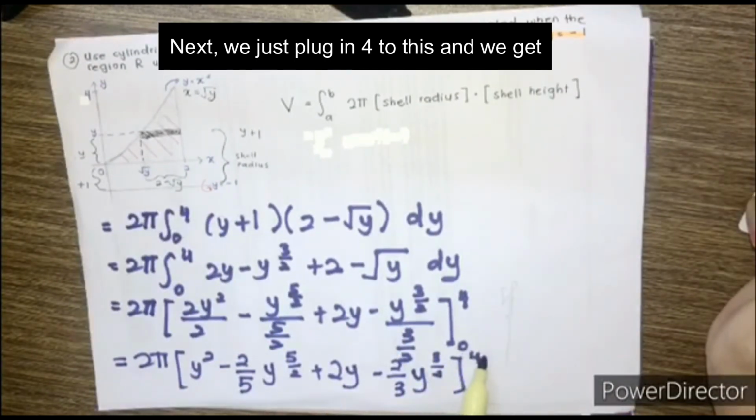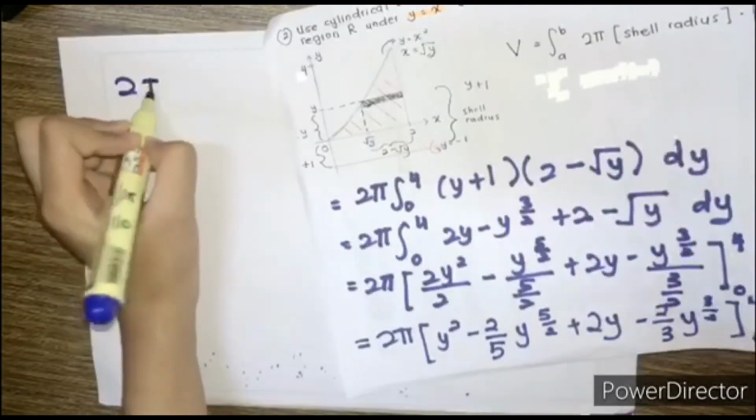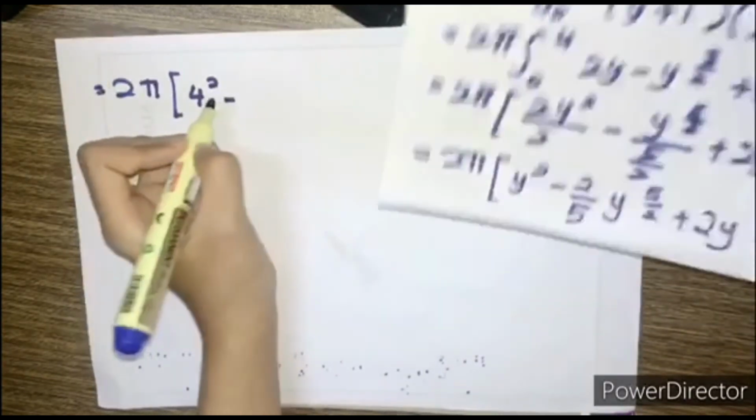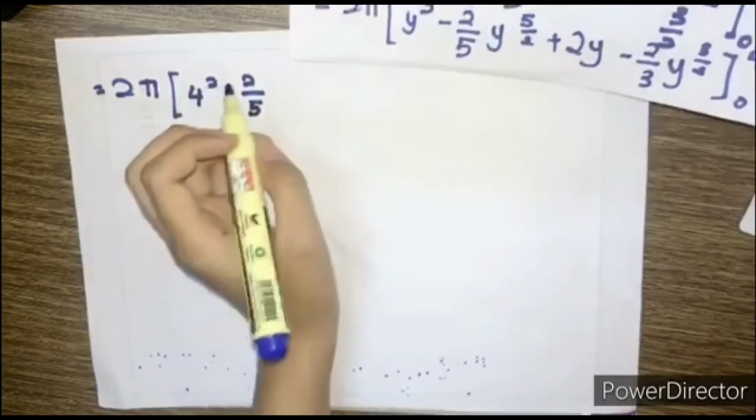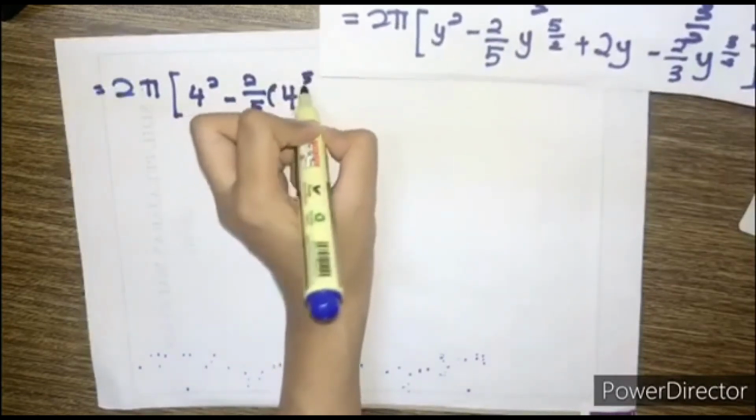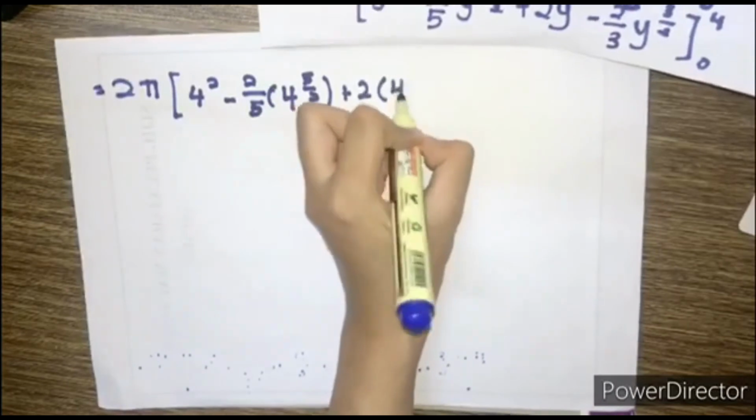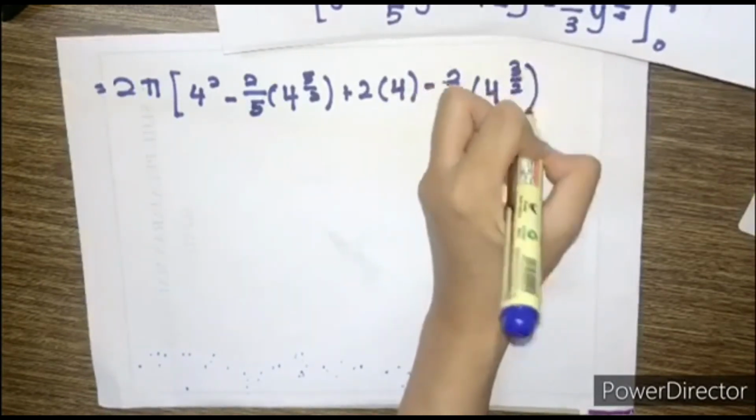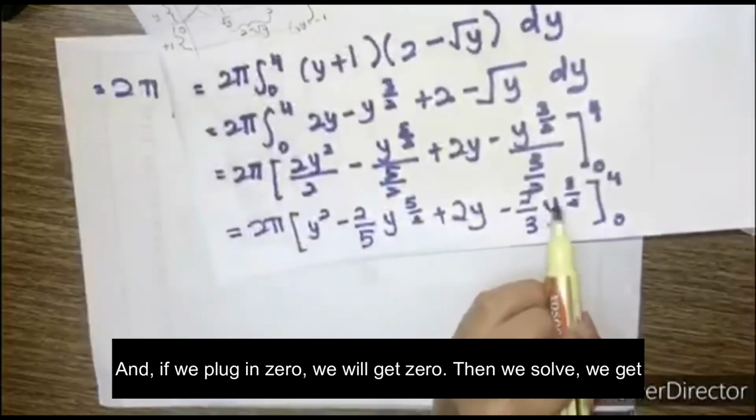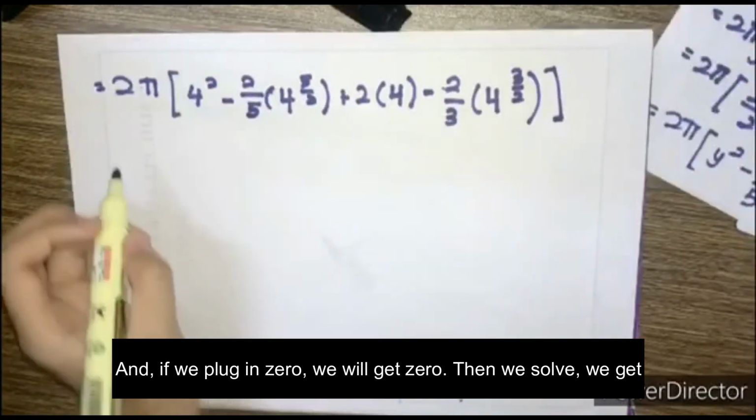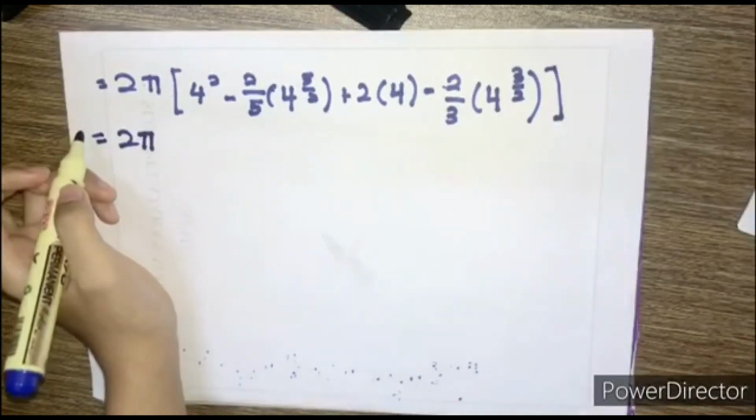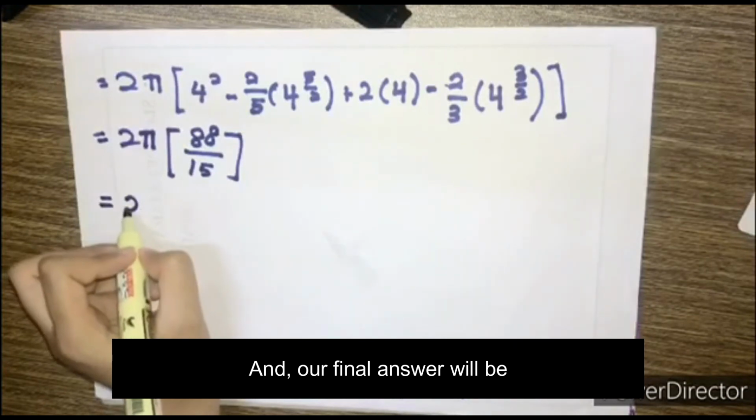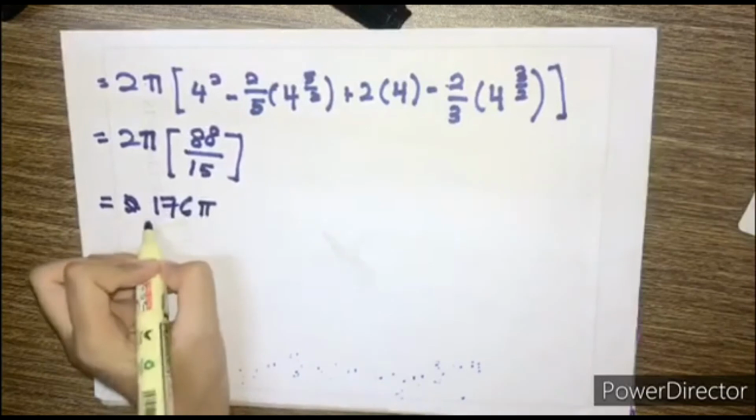Next, we just plug in 4 to this and we get 2 pi times 4 squared minus 2 over 5 times 4 to the power of 5 over 2 plus 2 times 4 minus 2 over 3 times 4 to the power of 3 over 2. And if we plug in 0, we will get 0. Then we solve, we will get 58 over 15, and our final answer will be 176 pi over 15.